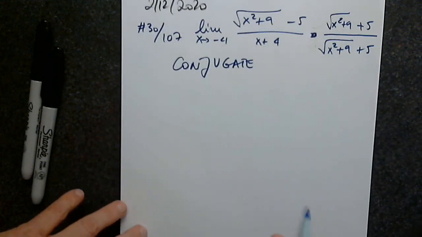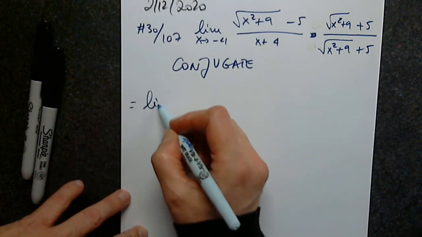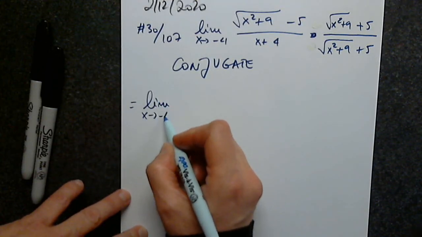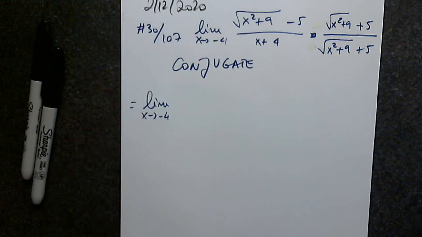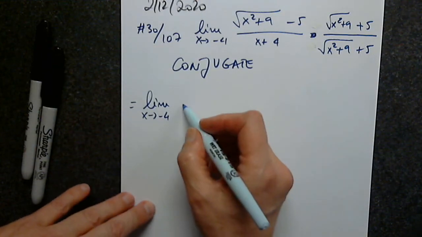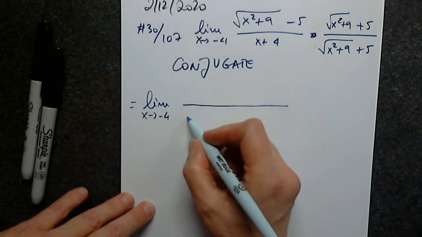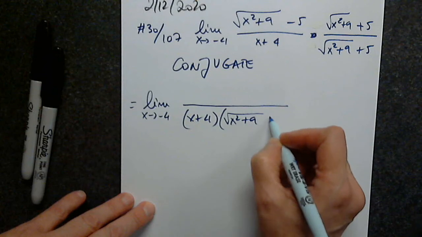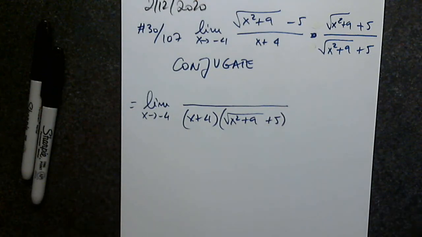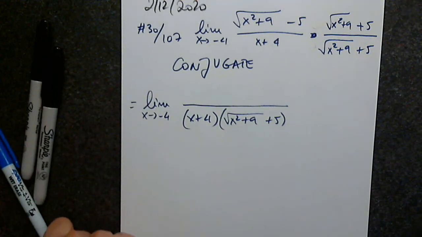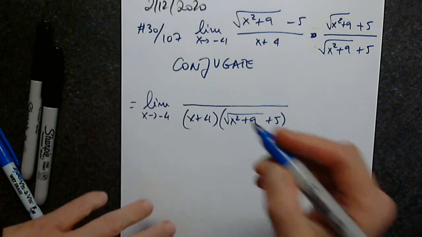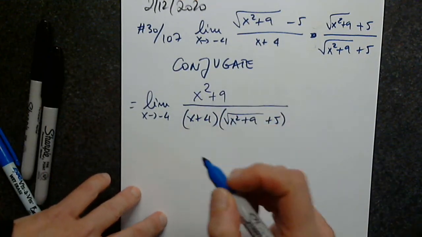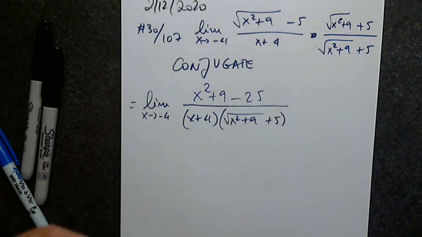Good. So then, can anyone give us the numerator? Do not drop the limit operator till the very last step. I'm going to copy the denominator. Can anyone tell us what is left in the numerator? X squared plus 9 minus 25. Great job. Thank you.